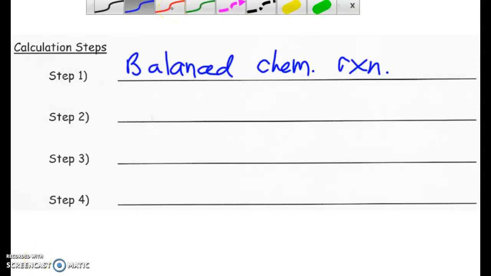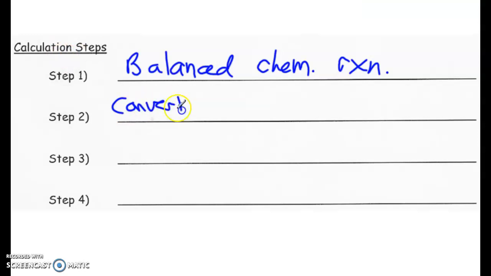Okay, so the second step is, as I mentioned, you will always be given at least the mass of one thing. So step number 2 is you're going to take the mass that you're given and you're going to convert it into moles. So we're going to convert mass into moles. And remember, we do that by doing mass over the molar mass, right? So we learned how to do that in the last chapter.